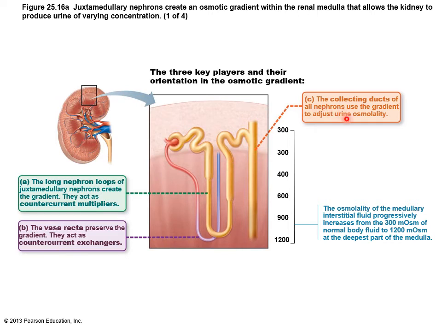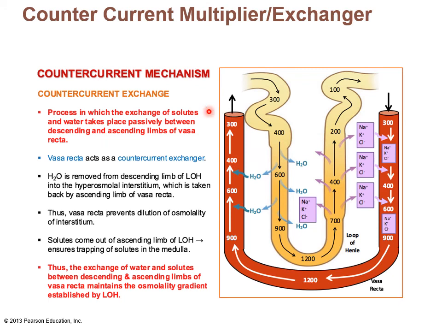And the collecting ducts of all nephrons use the gradient to adjust the urine osmolarity. Now you can see here it goes from 300 milliosmoles all the way down to 1200. And this changes as we're going through this countercurrent mechanism. Now let me show you in a little bit more detail here.